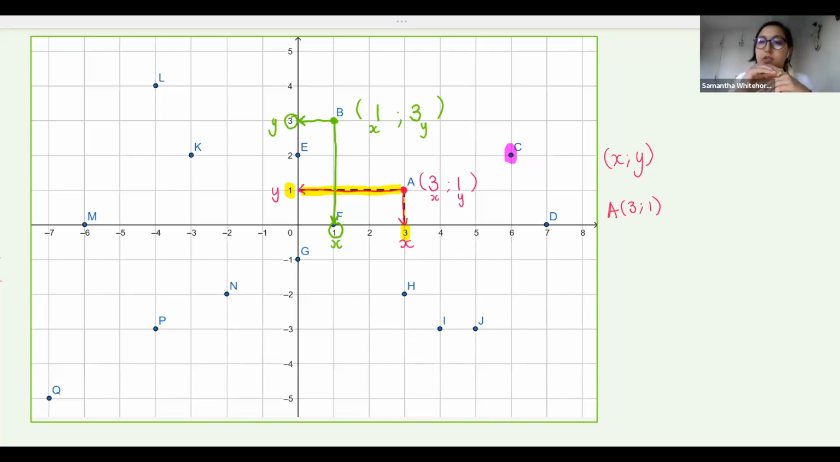Guys, please do remember that you need to put brackets around your coordinates, and in between the two numbers, you need to have a semicolon. It's not a comma, it's not a colon, it is a semicolon.